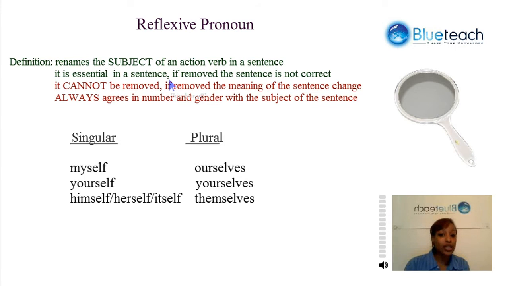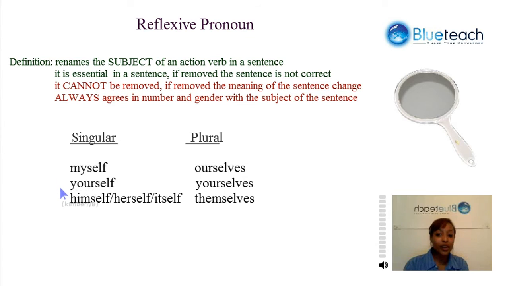It is essential in a sentence, and it cannot be removed. If it is removed, the sentence is not correct, or it can change the meaning of a sentence. It always agrees in number and gender with the subject of the sentence. Here again, myself would have to agree in number and in gender with the subject of the sentence, which is I. We cannot say she, myself, because myself does not agree with she in number and in gender.